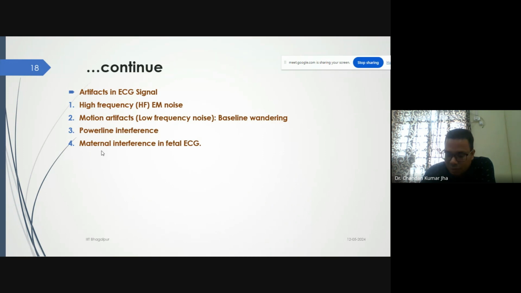Removing that maternal interference is a good research point nowadays. It is also a vital developing research area, meaning removal of the maternal interference from the fetal ECG. So these are the different artifacts related to the ECG signal which must be removed before we extract the different features to develop any AI-based technique to detect different heart diseases. In research, there are different techniques being developed nowadays for high frequency noise, motion artifacts, and power line interference. For these three kinds, lots of techniques have been developed, but the fourth topic is an area that is widely developing and many researchers work in it. So from a research point of view, this area can be explored as a researcher.